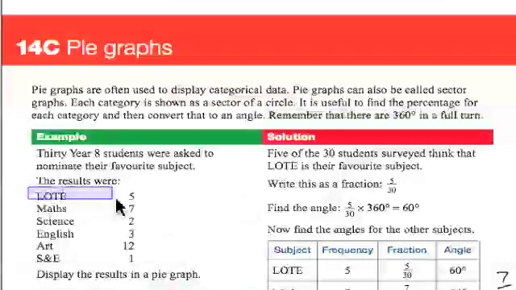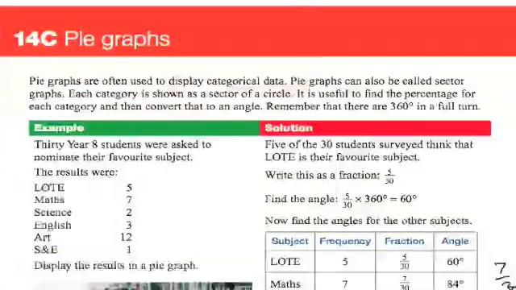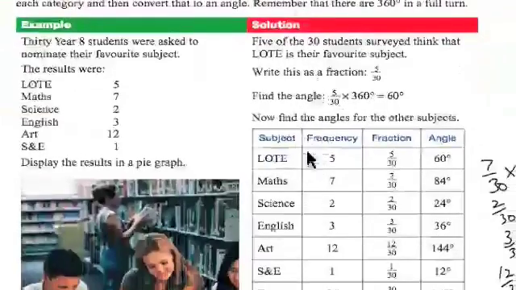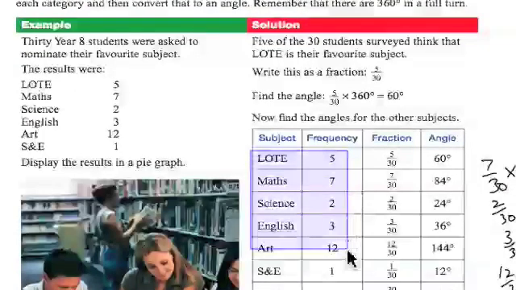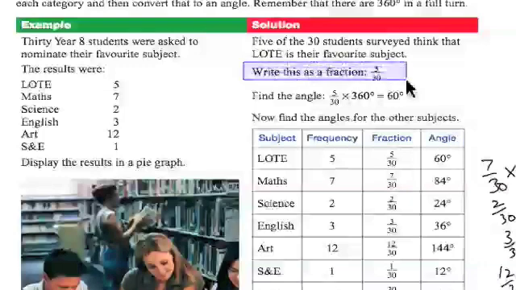This example is about students who are asked about their favourite subject, and there are the results listed there. And the results are in this table here. The favourite subjects of 30 students. So we're talking about fractions out of 30. So 5 students out of the 30 students asked liked LOTE as their favourite subject.